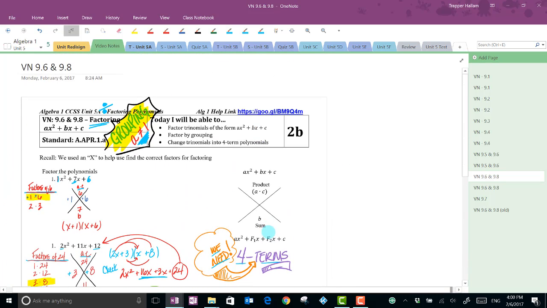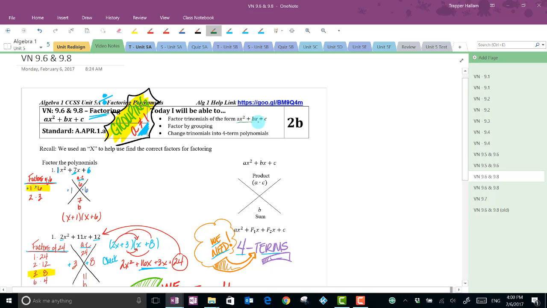All right, so at the end of the day, you should be able to factor ax squared plus bx plus c type using grouping, right? And you can also, again, reinforce the fact that we can change it into 4 terms.